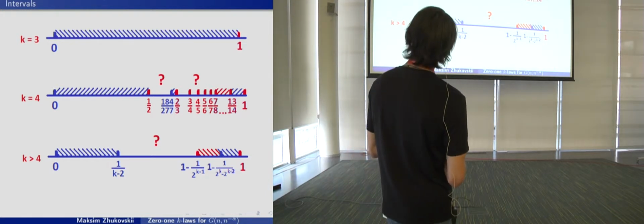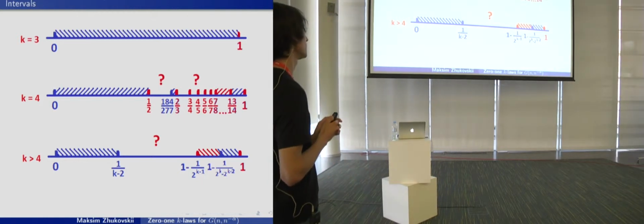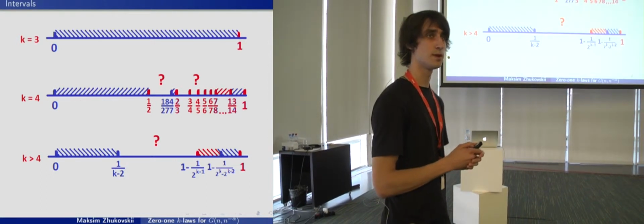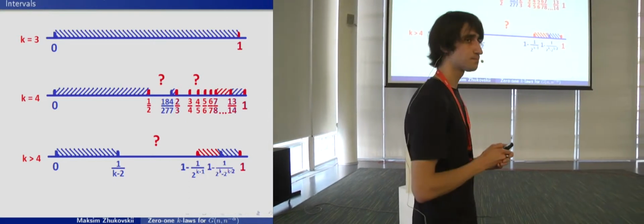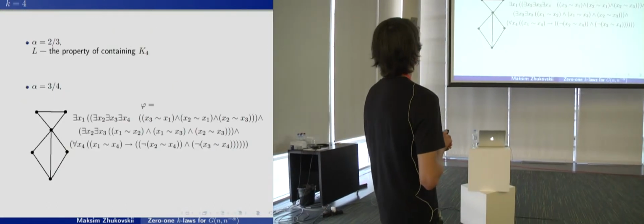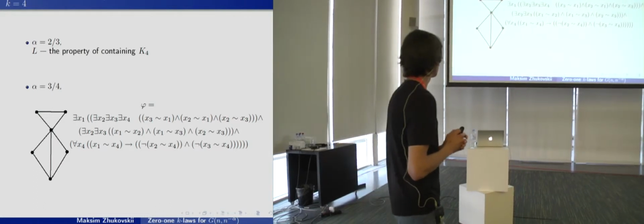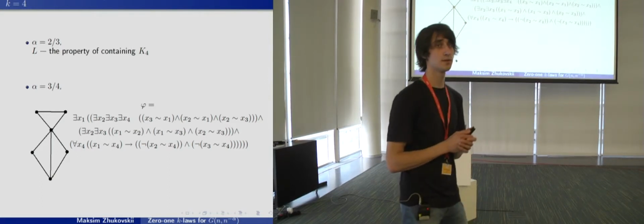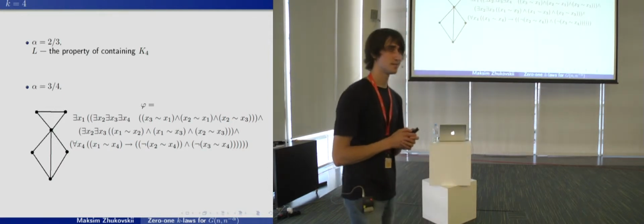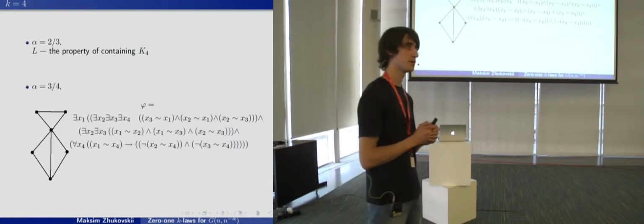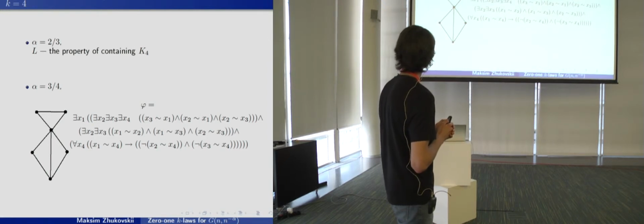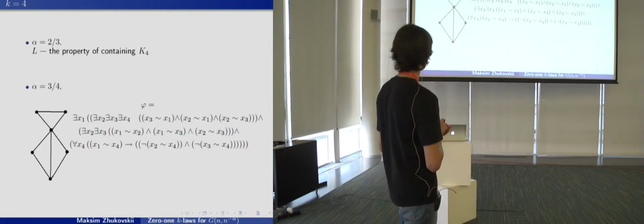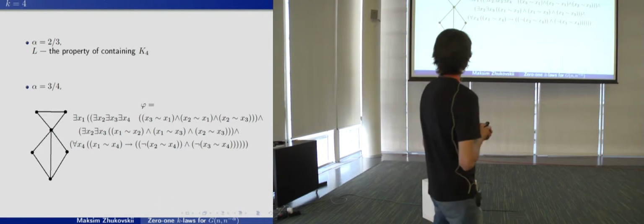So once again, here you can see all that we know about all k. k equals 3, k equals 4, and k is greater than 4. When the interval is blue, then there are no critical points, and the red points are critical. So let's consider the case alpha equals 2/3. Then we just should consider the property of containing the complete graph on 4 vertices, because its maximal density equals 3/2, and so its threshold probability equals n to the power minus 2/3, and of course its probability doesn't tend to 0 or to 1.